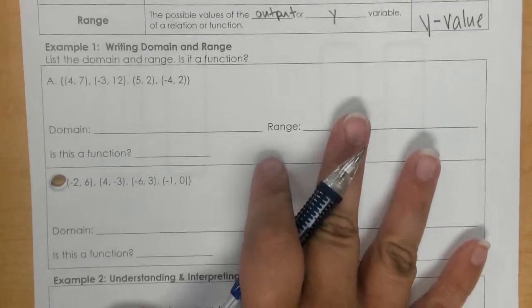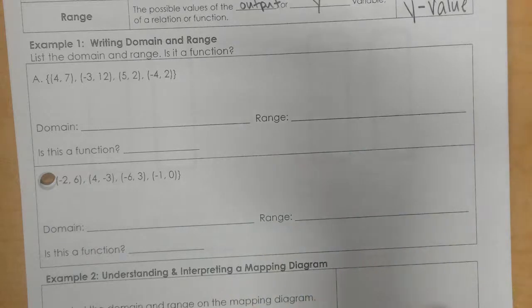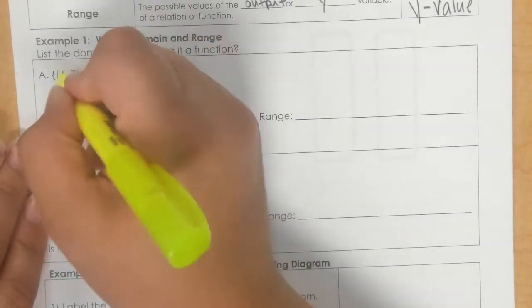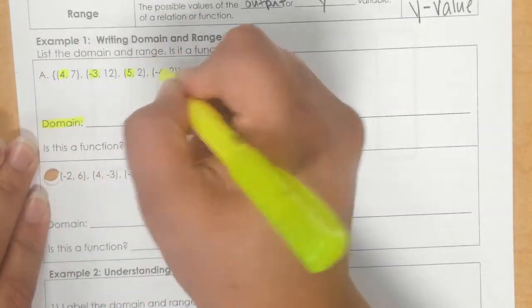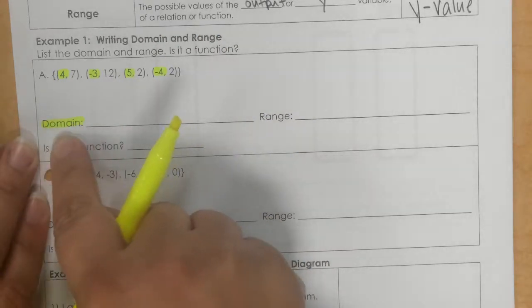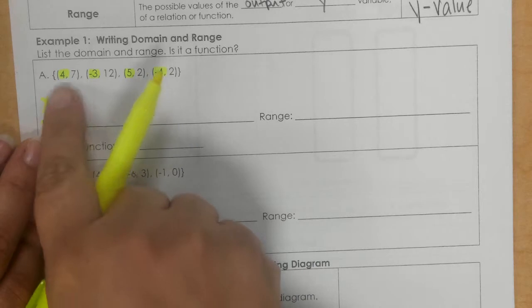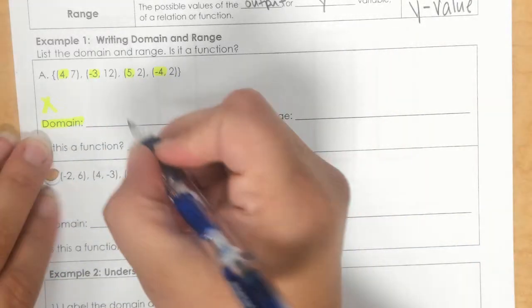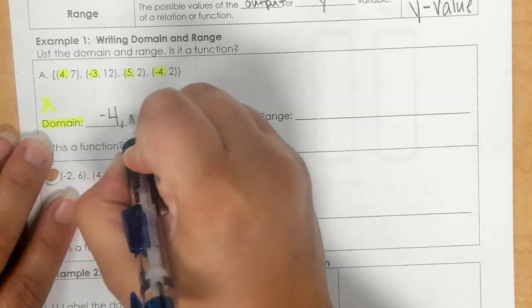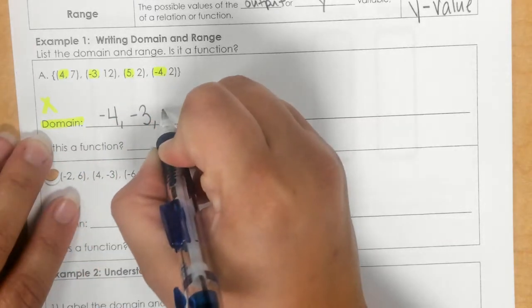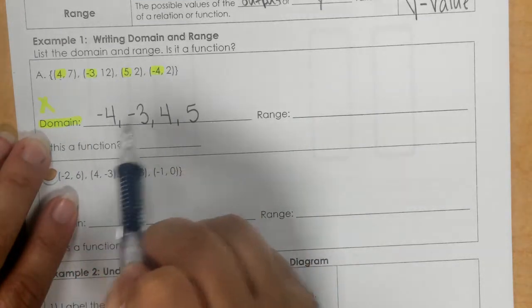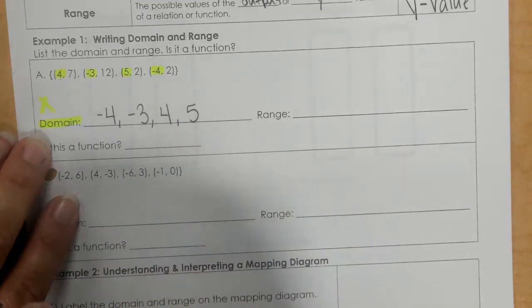So if you look down here at your domain, I'm looking at all my x's, okay? So all my x's are my domain. I have them highlighted here, the first number in all the ordered pairs. And you want to write them from least to greatest. So all 4 numbers, I have 4 numbers written from least to greatest.